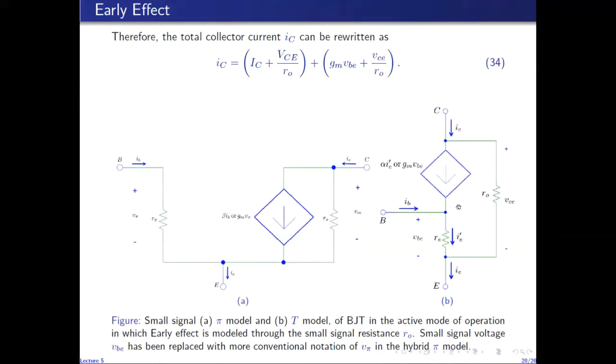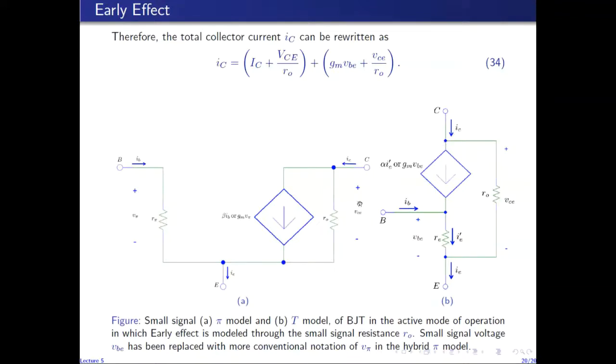Similarly, we augment the T model by connecting resistance R naught between collector and emitter. So again, previously the collector current was GM VBE. Now it is GM VBE plus the current through this resistor R naught, which is given by VCE because it is connected between collector and emitter. So the voltage across R naught is VCE, so the current through R naught is VCE over R naught, which is this term. So this augmented T model takes into account the early effect, which introduces this term in the collector current.